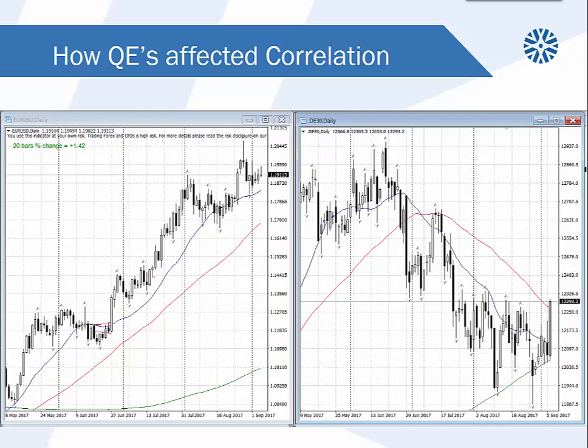So here's another example, and this is an interesting example of how QE, which has realistically been part of our, let's say, trading experience over the last 6 or 7 years, how that quantitative easing has had an impact upon correlations between, in this particular case, once again, a currency and the major index.